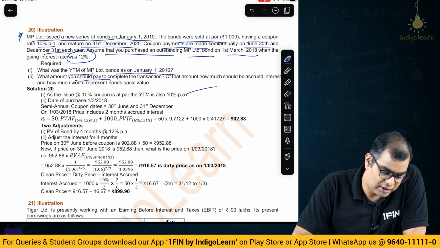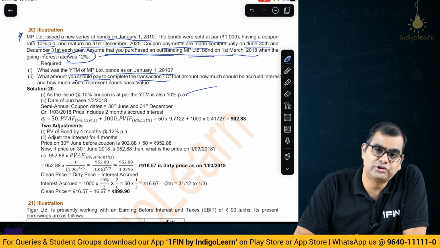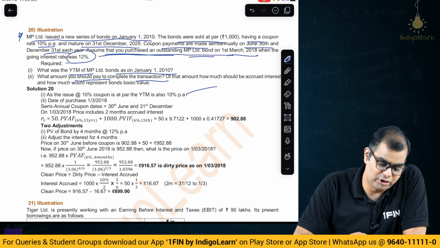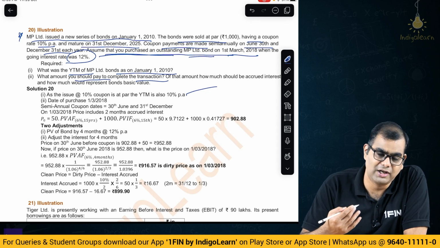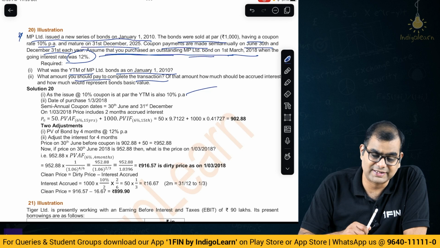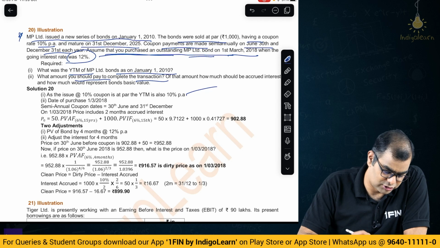What amount should you pay to complete the transaction? What transaction is this? Assume you have purchased an outstanding bond on 1st March 2018. So, in March 2018 you are buying a bond and the going interest rate was 12%. So, you are going to buy it at 12% yield. But please note this is an in-between period transaction, in-between coupon periods. So, you have to account for the interest due also, the interest accrued also.